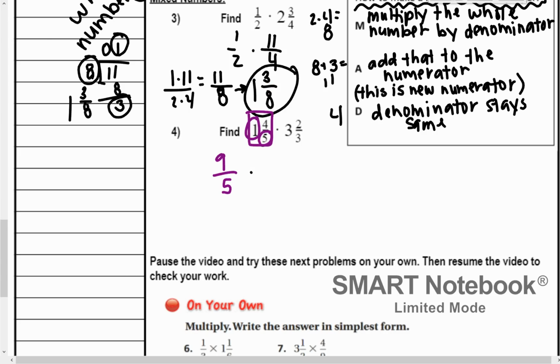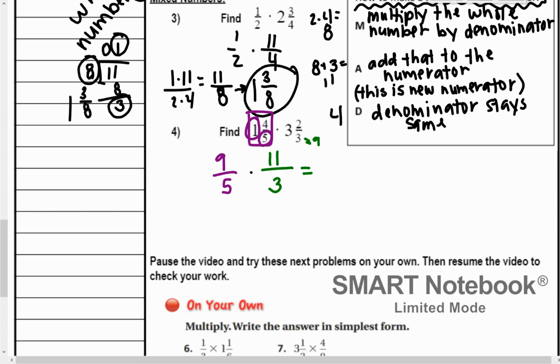9/5 times. M tells us to multiply the whole number times the denominator. 3 times 3, which is 9. Then my A tells me to add that to the numerator, so I have 9 plus 2. Well, 9 plus 2 is 11. That becomes my new numerator. The denominator stays the same, 11/3.